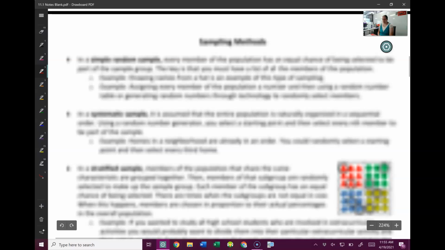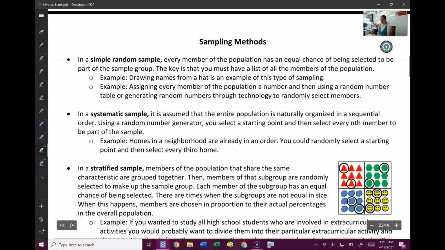So let's start right here at the top. First one, a simple random sample. In this kind of sample, every member of the population has an equal chance of being selected. This is probably one of the hardest types of sampling to do. For example, let's look at this first one: drawing names from a hat. But if your population is really big, this gets really hard.